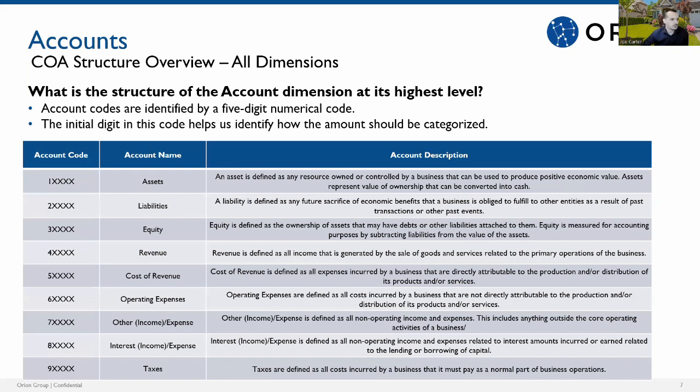Number 6 is operating expenses, defined as all costs incurred by a business that are not directly attributable to the production or distribution of products and services. The next one, number 7, is other income and expenses, defined as non-operating income and expenses, which includes anything outside of core operating activities of the business. Number 8 is interest income or expense, which is defined as non-operating income or expenses related to the interest amount incurred or earned related to both lending or borrowing of capital. And the final, number 9, is taxes, defined as all the costs incurred by a business that it may pay as a normal part of doing business operations.